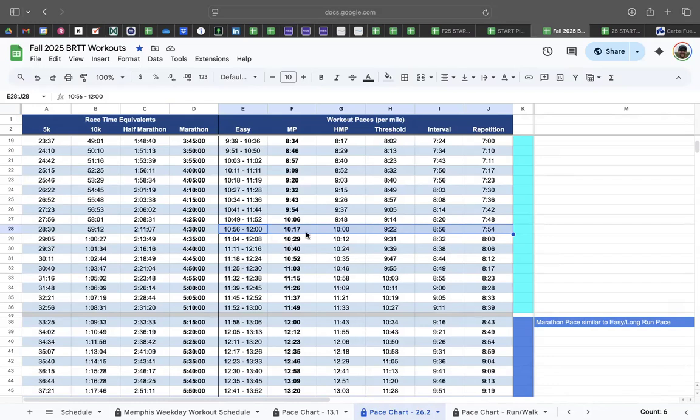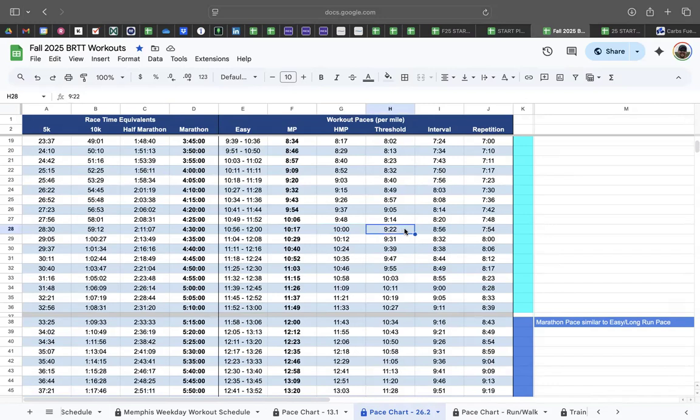Then we've got marathon pace. So a 4:30 marathon is 10 minutes and 17 seconds per mile. So that's what you would want to use if you were doing tempo runs at marathon pace, or doing some race pace work built into your long runs to get some exposure to what that pace feels like. We also have half marathon pace, which is going to be faster at 10 minutes per mile. And some of the workouts on the training plan do call for running either at half marathon pace or at marathon pace. So this is where you'd find what those paces are.